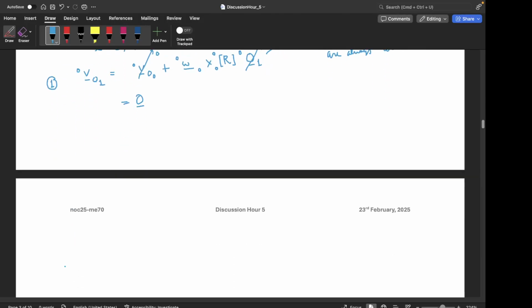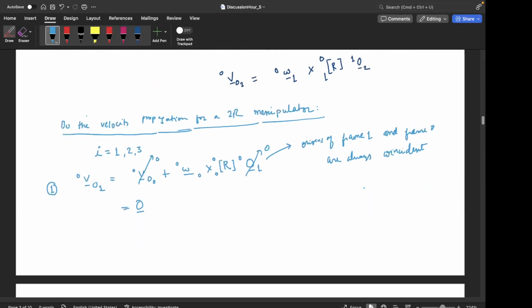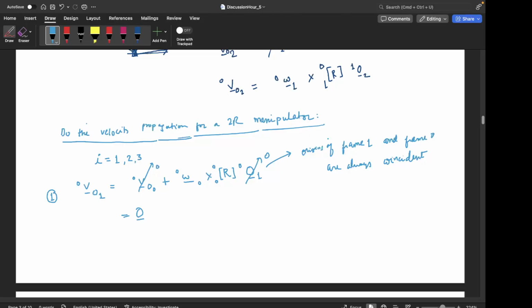Now let's go to the second frame. So for the second frame we'll write v0, then o2, then 0 01, the previous origin, plus the angular velocity of the first link expressed in the base frame, and then we have the position vector to the origin of the second frame in the first. I think that was written what I wrote here, and then we convert 1 to 0, right?